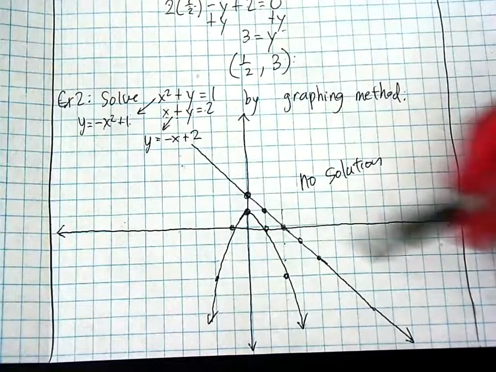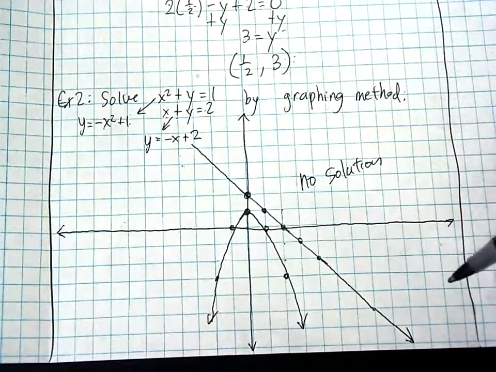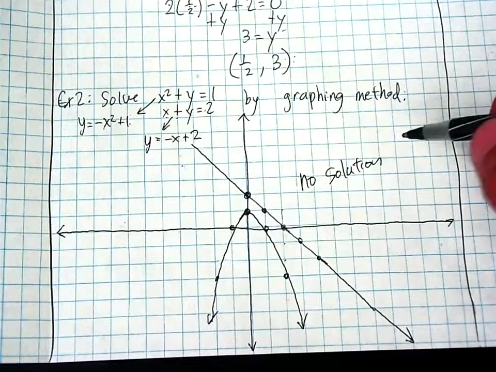If it somehow ends up to be the same exact, let's say you were graphing 2 lines and it was the same exact line, then it would be infinite solutions.